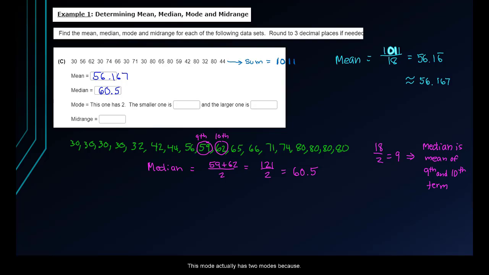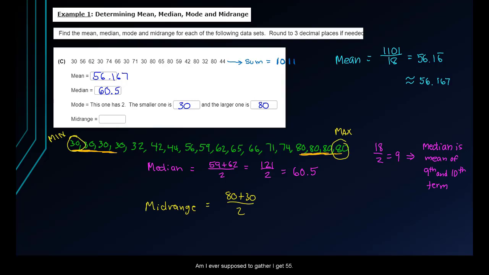This has 2 modes, because when I look at the frequencies here, 30 and 80 occur at the same frequency. If there was another number that occurred 5 times, then that would be the one and only mode. Since these are both occurring 4 times and there's no other numbers that repeat more than that, both of these are the mode. So the 2 modes, the smaller one's 30, the larger one is 80. And of course for the mid-range, the 30 and 80 also have to be the min and maximum. When I average those together, I get 55. So there you have that.